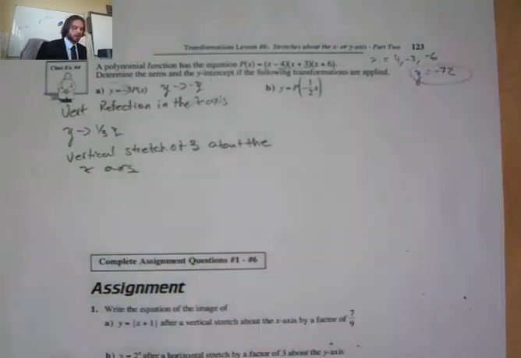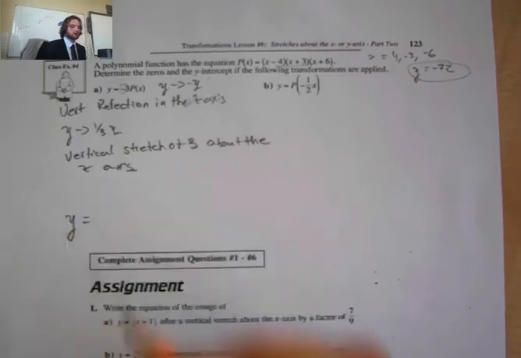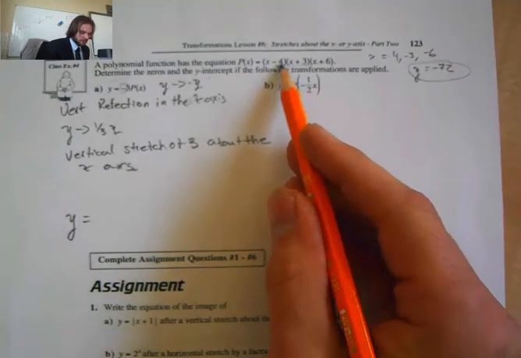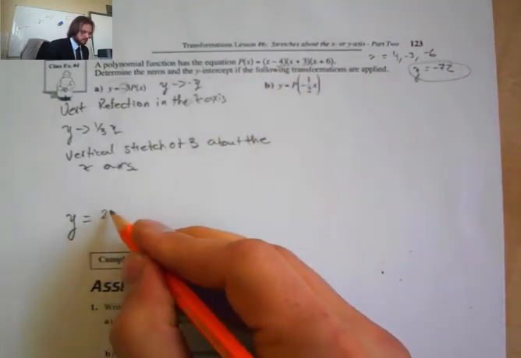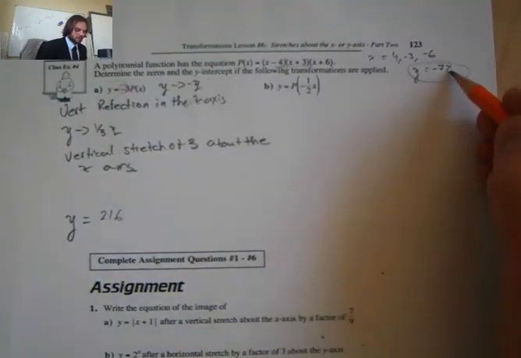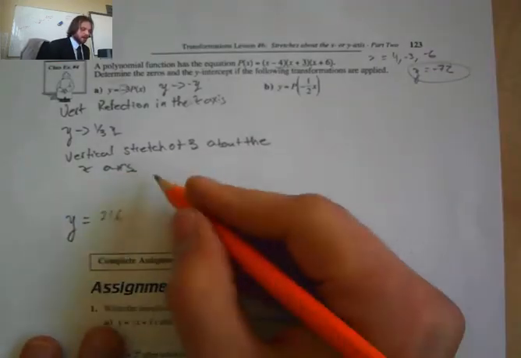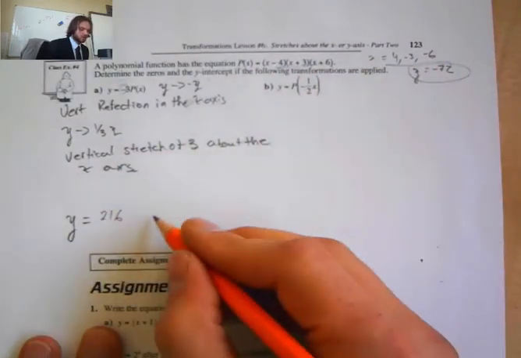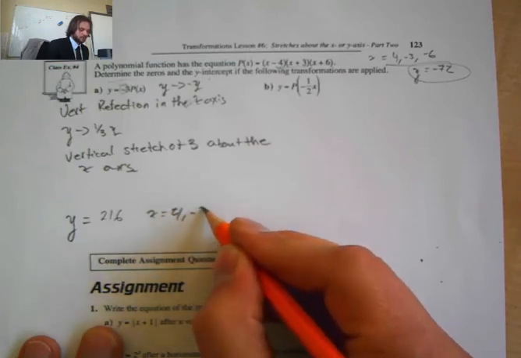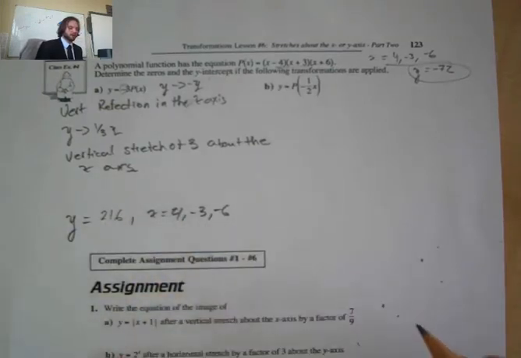So what happens here? Well, I have to multiply my y-intercept by negative 72 and 3. So the y-intercept now is going to be positive 216, I believe. 12, so we multiply that by 3, 6, 7, 216. Yep. And my x-intercepts do not change. So we get x is equal to 4, comma, negative 3, comma, negative 6. So those ones do not change. So this is my y-intercept and my x-intercepts.